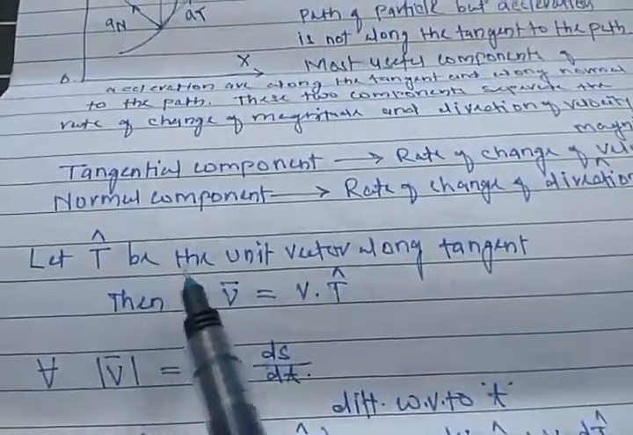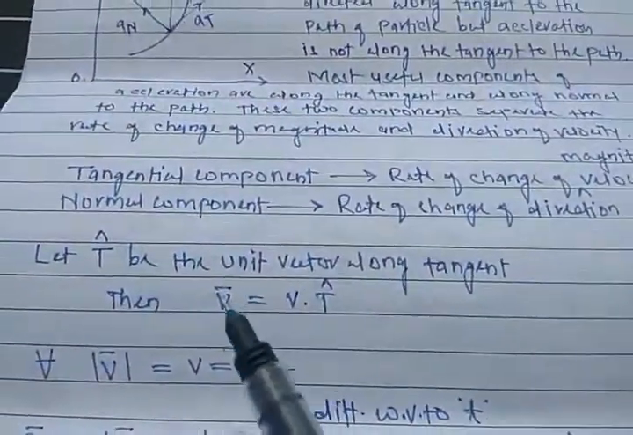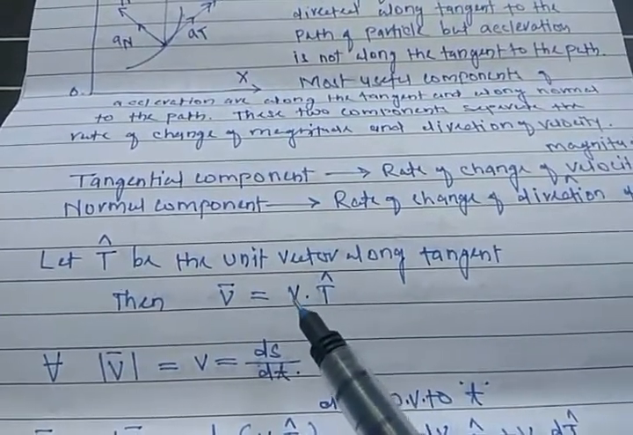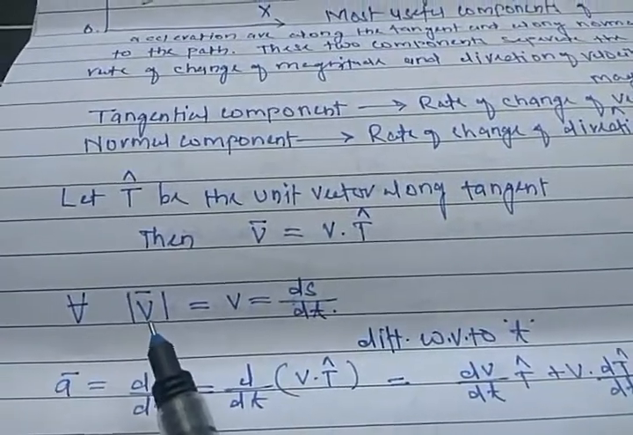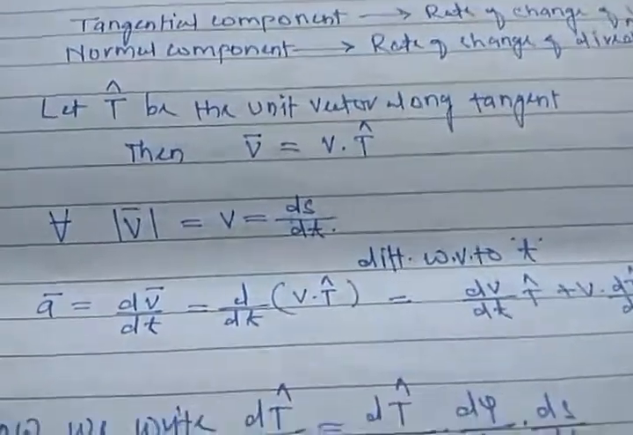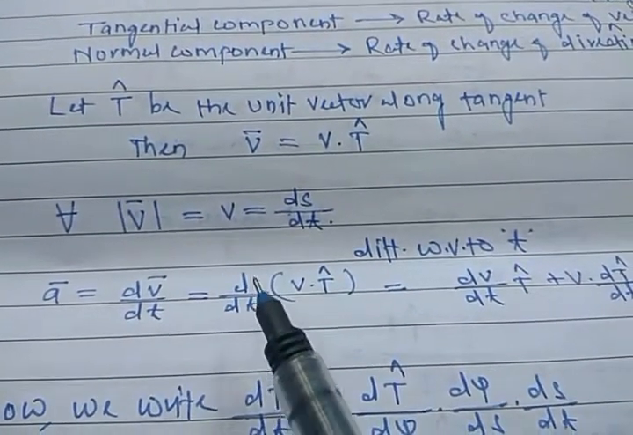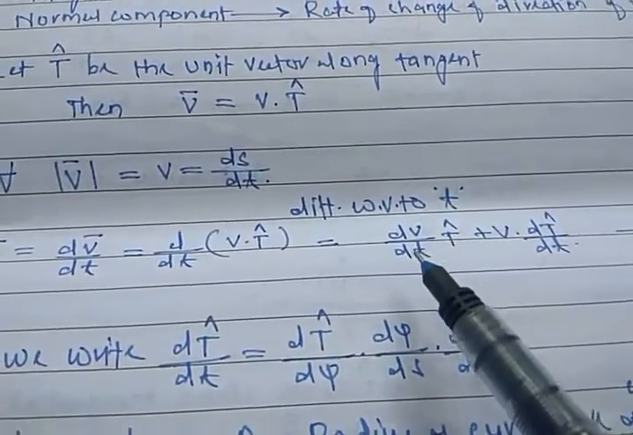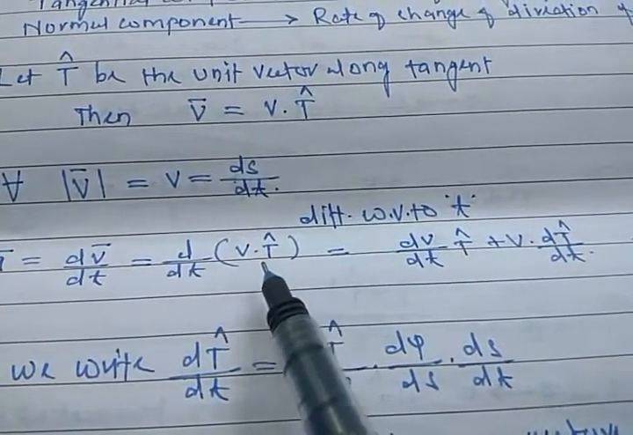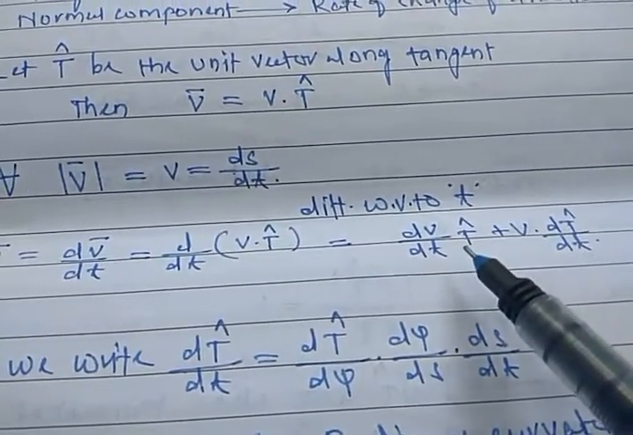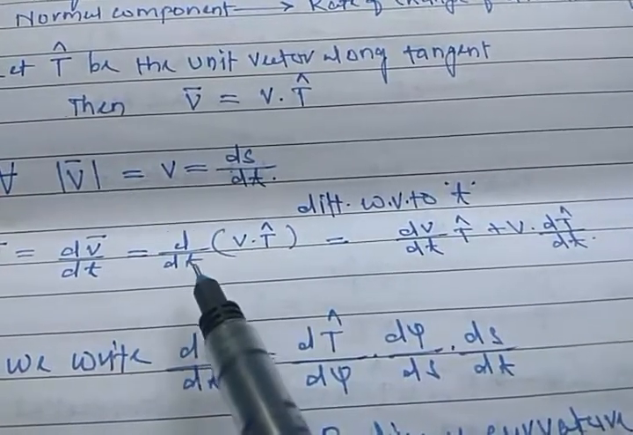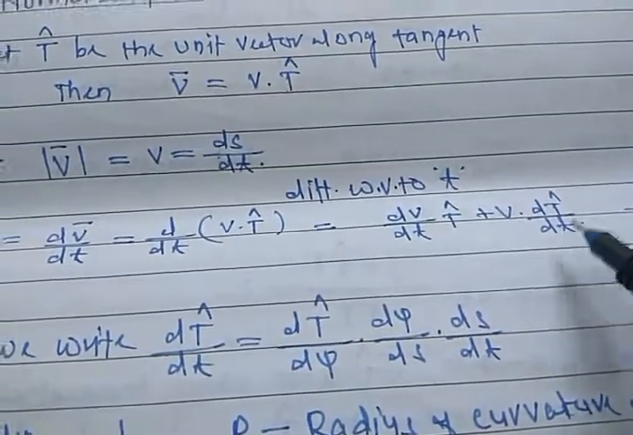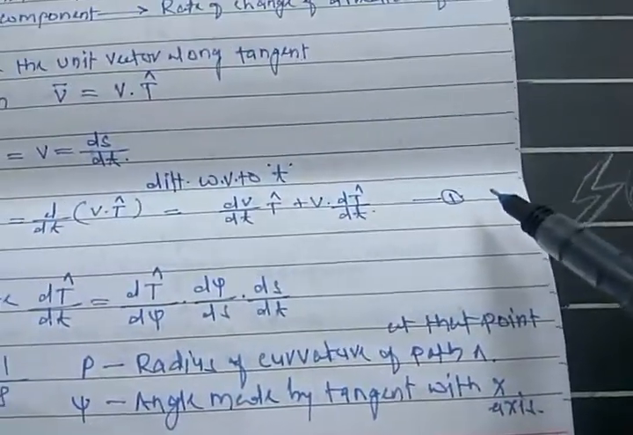Let t cap be the unit vector along the tangent, as I told you already. So v bar is equal to v into t cap, where v is the magnitude. So mod of v bar is equal to v is equal to ds by dt. Now a bar is dv bar by dt. We substitute d by dt of v into t cap. This is a product of two variables, so using the u into v formula: dv by dt as it is, into t cap as it is, plus v as it is, into dt cap by dt. Call this equation number 1.